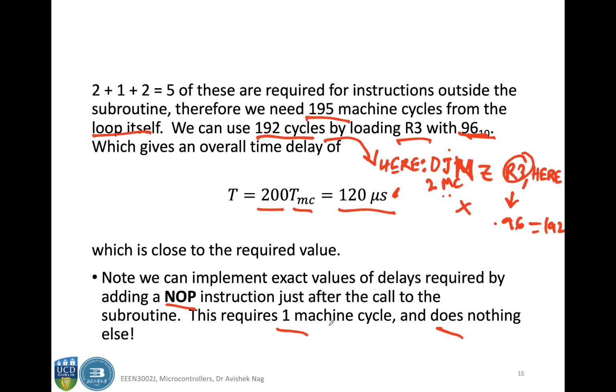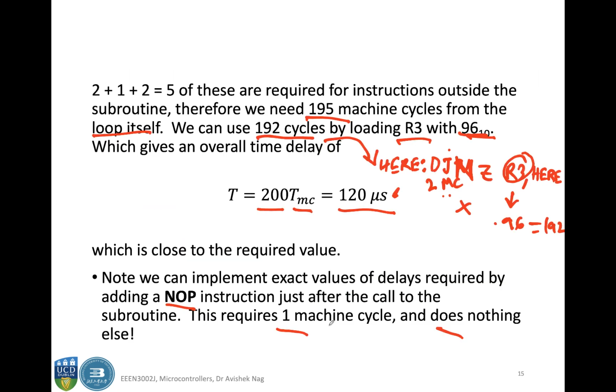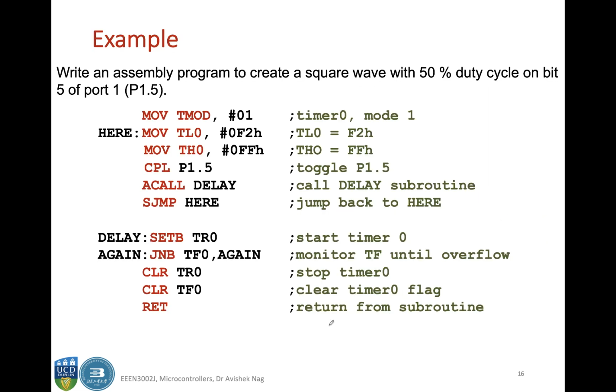So let's move on. We just saw how to generate delays using timers, and now we will extend this concept forward. Let's say you are asked to write an assembly program to create a square wave with 50% duty cycle on bit 5 of port 1, that is P1.5. What will be the code?